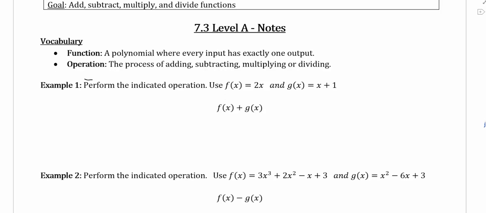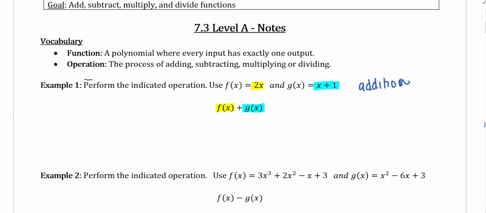So example 1 says, perform the indicated operation. Use f of x equals 2x and g of x equals x plus 1. So what I'm going to do is I'm going to do f plus g. And that's addition, right? And the most important thing is that you know that it is addition. Knowing the operation is extremely important.